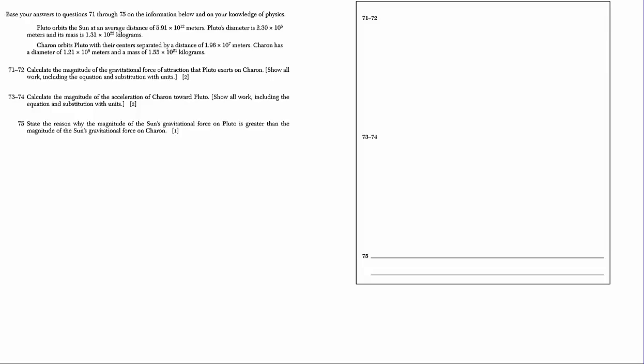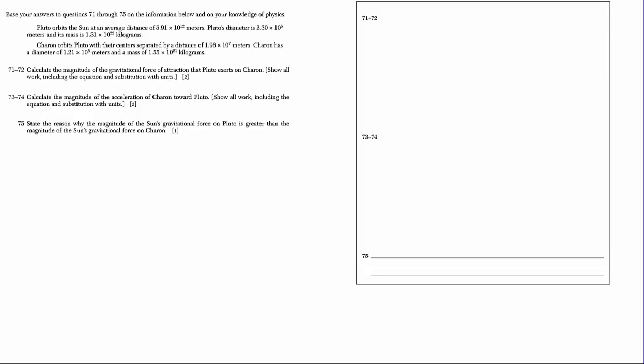All right, I've skipped pretty far ahead. I went on with number 71, so the rest in the meantime so far has been content that we have not covered. This is a gravitation problem. We've got Pluto orbiting the Sun, and we know some information for the Sun and Pluto. We have Charon, which is Pluto's moon, and then we have the mass and distance given. And so we want to calculate the magnitude of gravitational force of attraction that Pluto exerts.